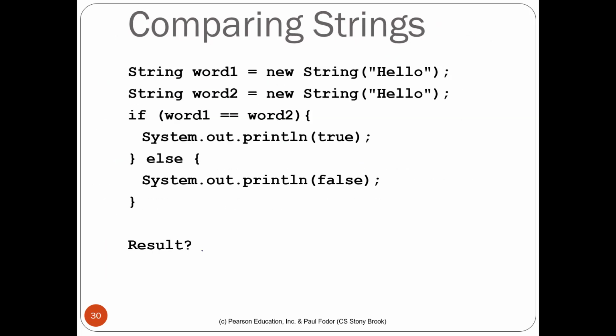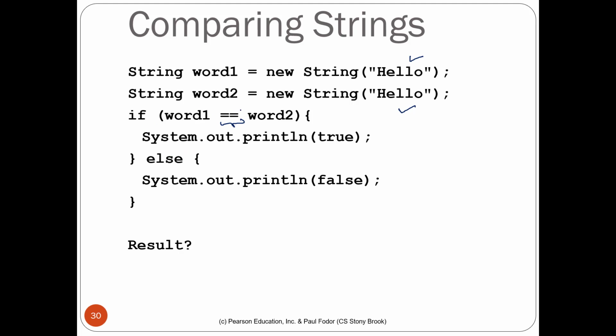Okay, so let's look at it, right? Fortunately we have the same example, and as I gave you the explanation, so let's see. Word 1 is new string hello, and word 2 is also new string hello. So word 1 and word 2 have the same content, which is the string hello. Now if you say word 1 is equal to word 2 using the equality operator, then what will happen?